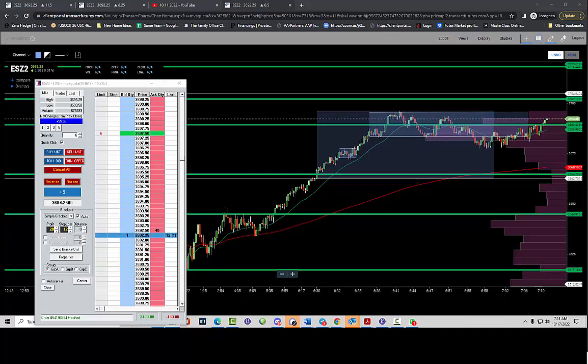so this is the structure. Came up high, pulled back, came up, engulfed this, rolled over.